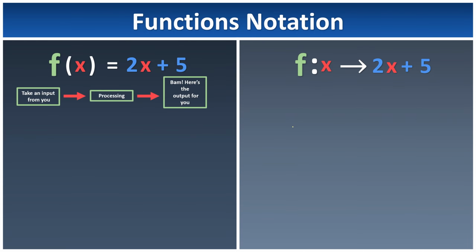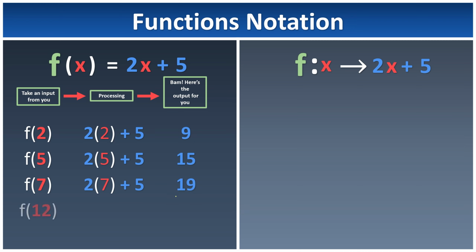Again, we have a 3-step process. First, we want to receive the input from you. So if I choose 2, then I will go to function f and say the input is 2. What happens behind the scenes is they will follow the instructions by substituting the x with 2, based on your input or your requirement. And then they will give it back to you as 9. Same goes for 5, 7, and 12.